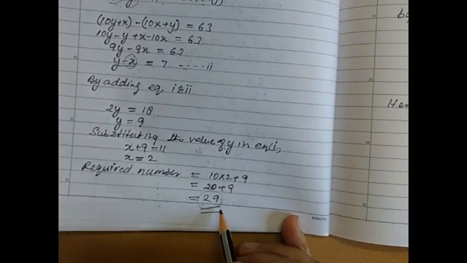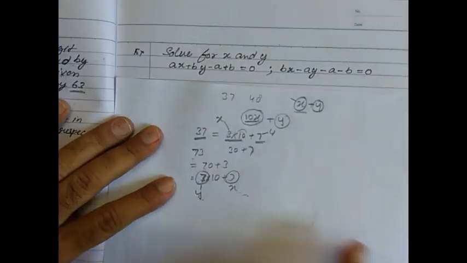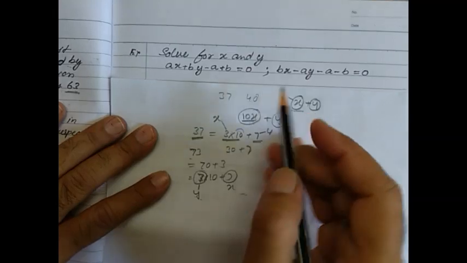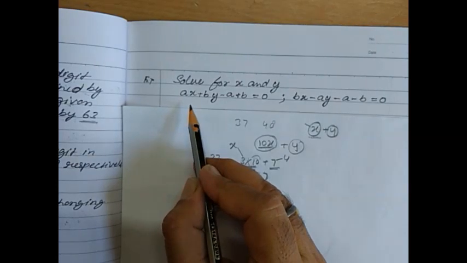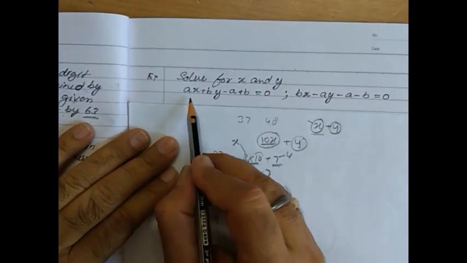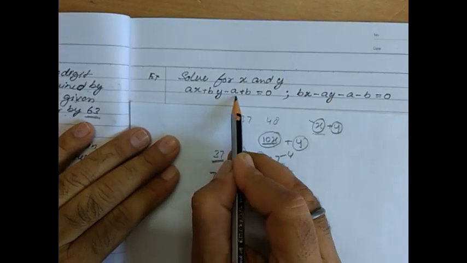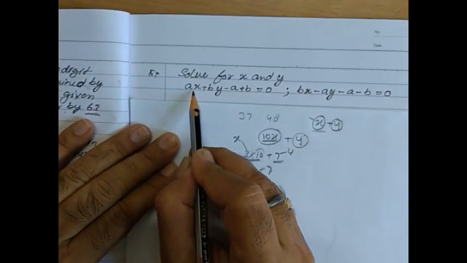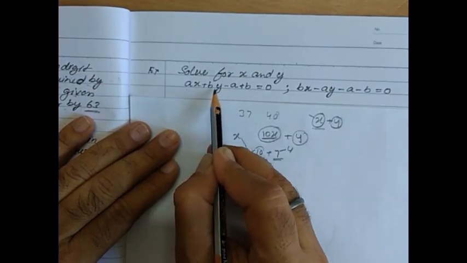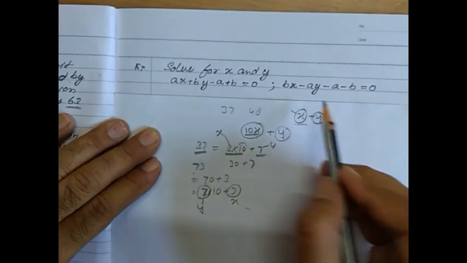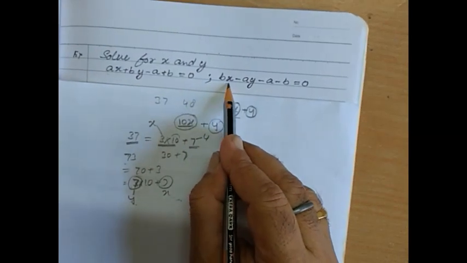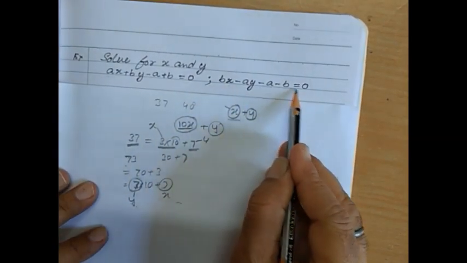Okay, now we move to another question. This kind of question is generally asked in the boards. Now see this equation carefully: here, as a coefficient, again there is a variable. So here we have ax plus by minus a plus b is equal to 0. The coefficient of x is a, the coefficient of y is b, and as a constant we have minus a plus b. The same way here we have bx minus ay minus a minus b. So the equations are changed like this.